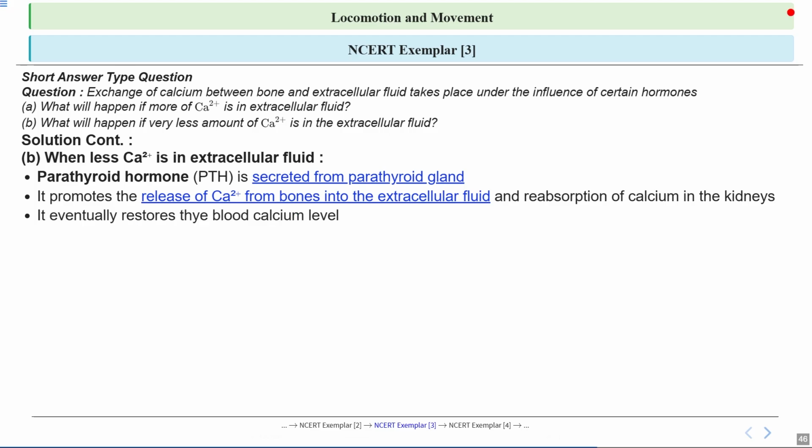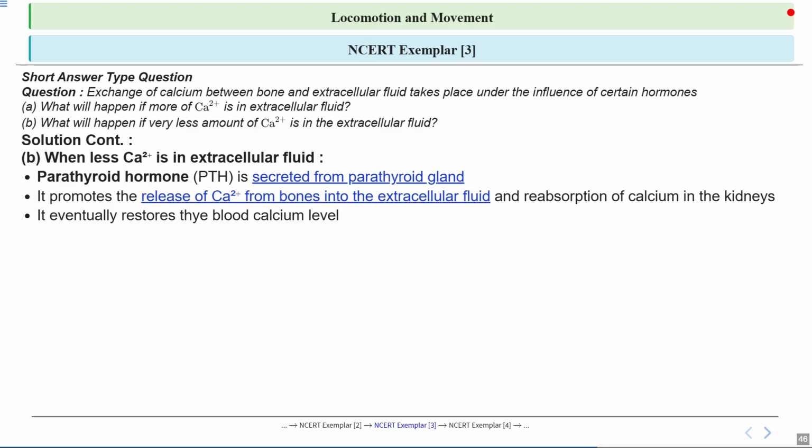So here it is written that it eventually restores the blood calcium level, and it refers to the body's mechanism to maintain a balanced level of calcium in the blood, which is very important for functions like muscle contraction and bone health.